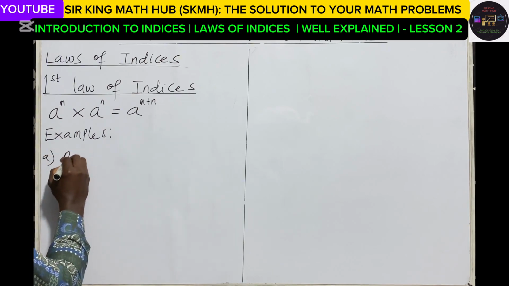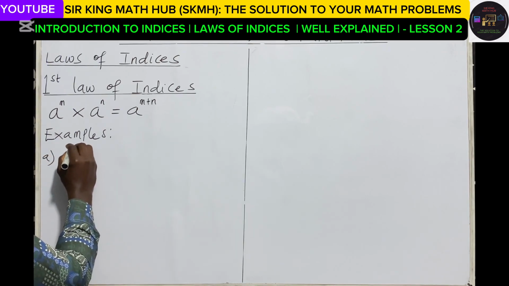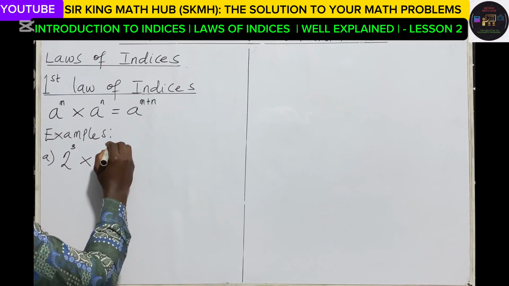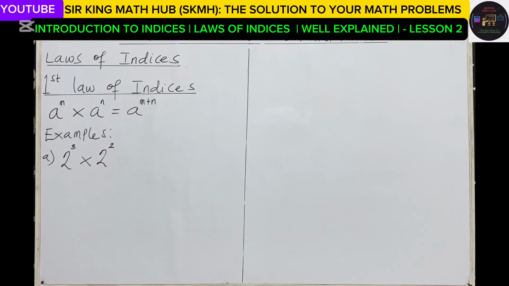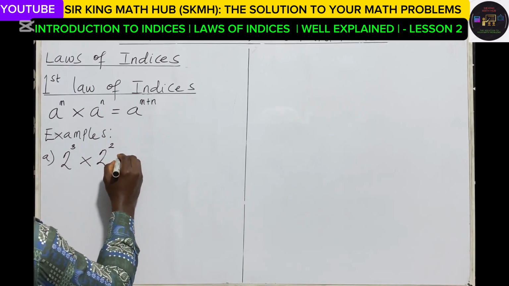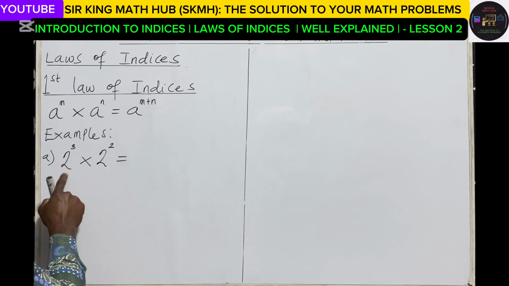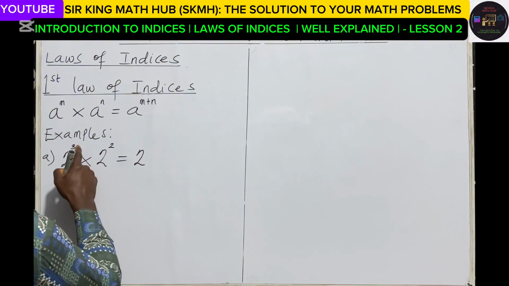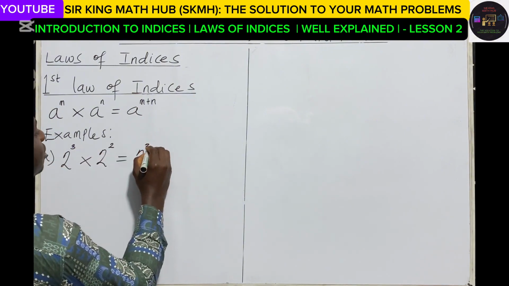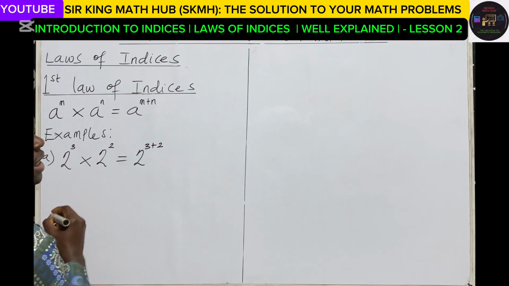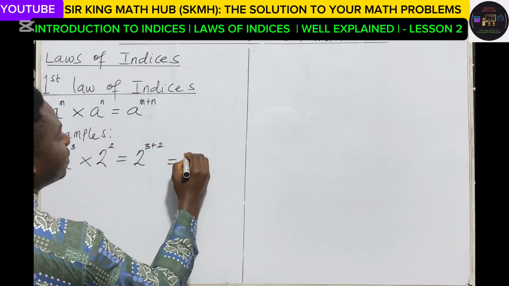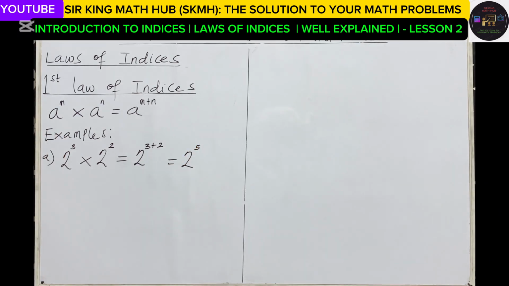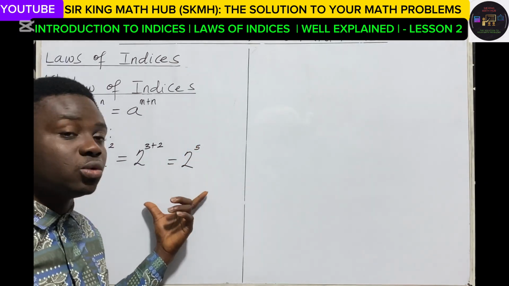So let's say we have 2 index 3 multiplying 2 index 2. So all that this law is saying is that because the bases are the same and they're multiplying, we pick one of the bases, we add the index. And what is 3 plus 2? That is 5. Why is this law so?